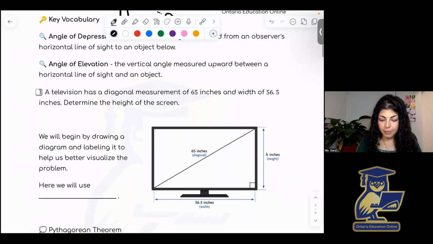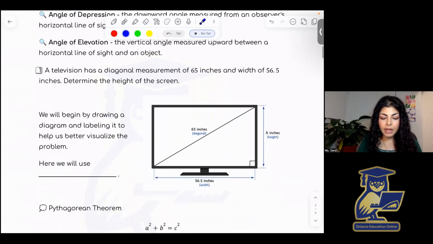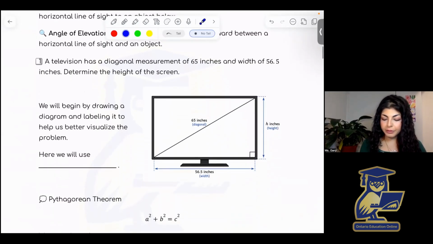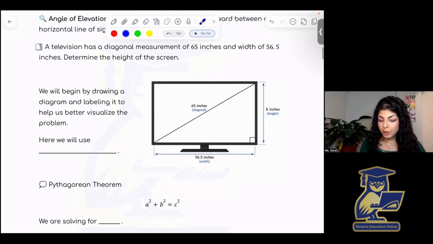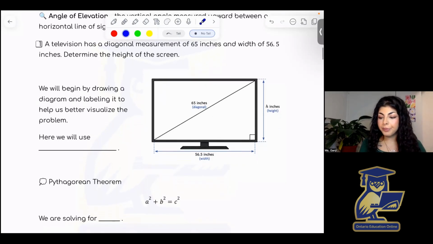Now, in our first example, we have a television that has a diagonal measurement of 65 inches and a width of 56.5 inches. Determine the height of the screen. So with application problems, especially with geometry problems, always draw a diagram first and label your diagram, so it helps you visualize, and it also helps whoever is reading your solution to visualize what you were thinking and support your solution. So here we have our television.